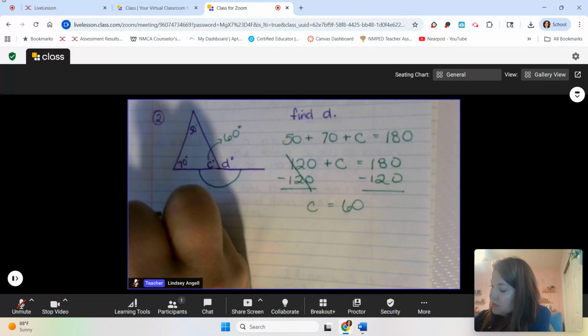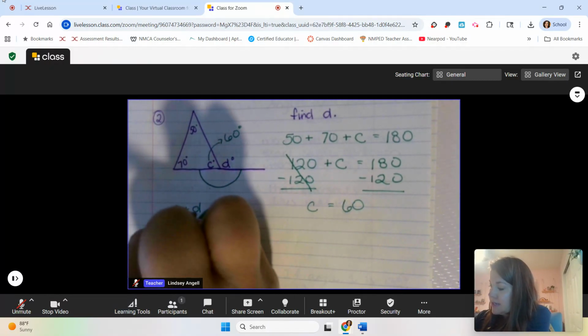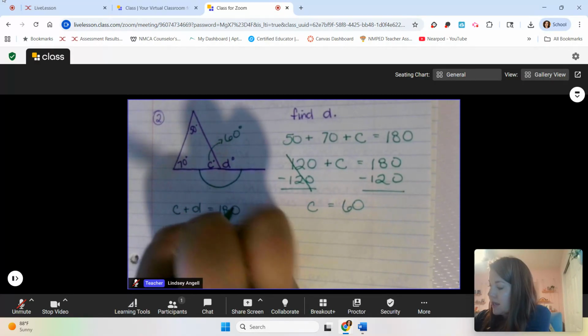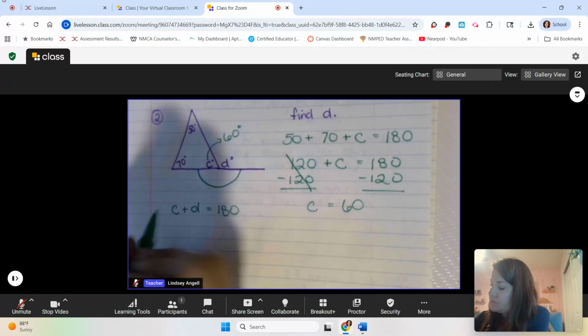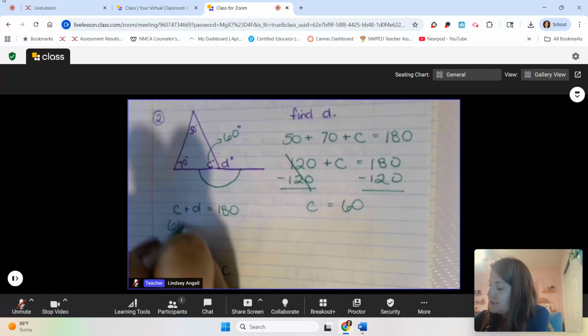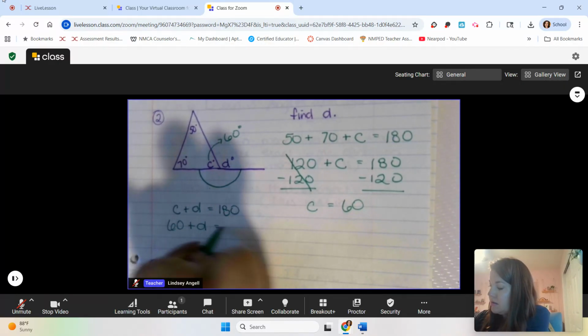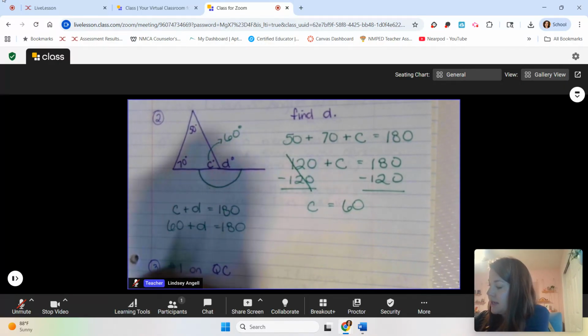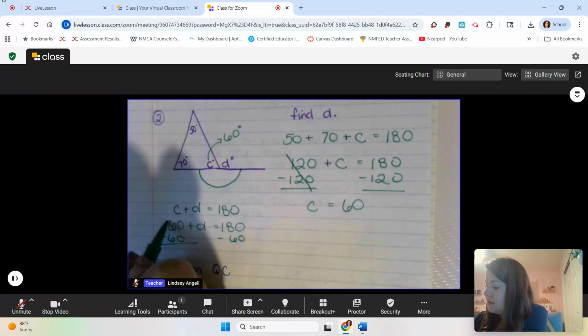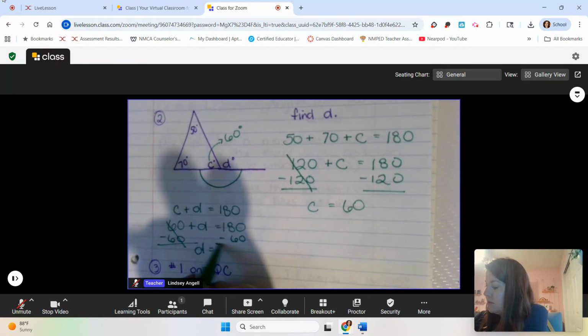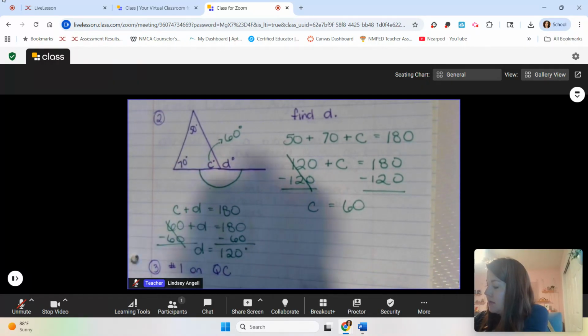And remember earlier we said that C plus D should equal 180 degrees, right? Because they create a straight line when they're pushed together like that. Well, we know that C is equal to 60 plus D equals 180. Subtract out the 60, and we're back to 120.